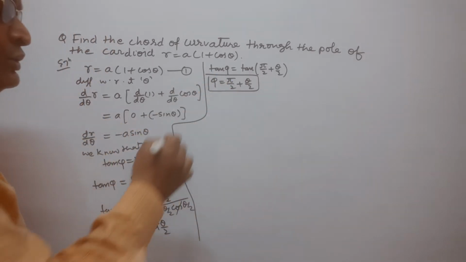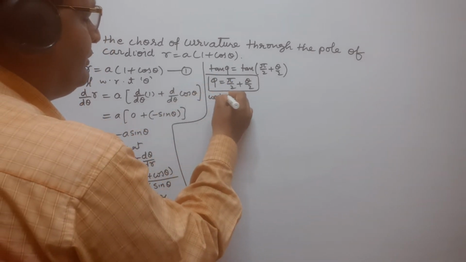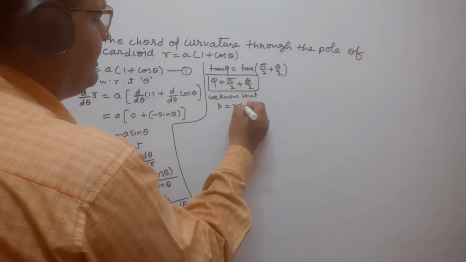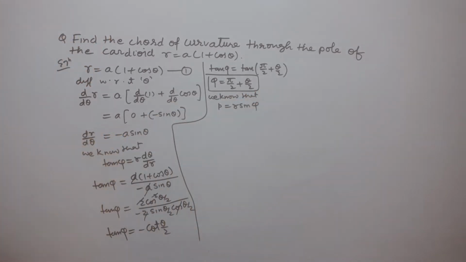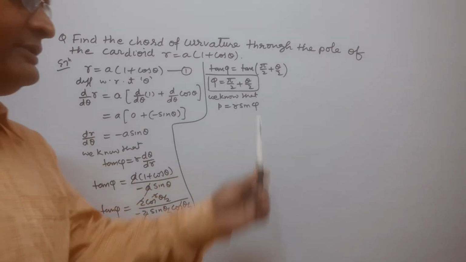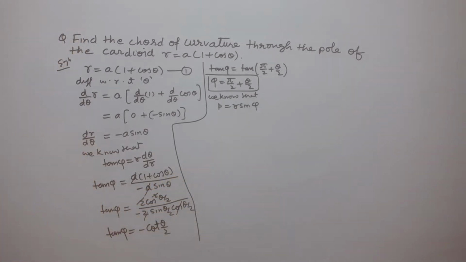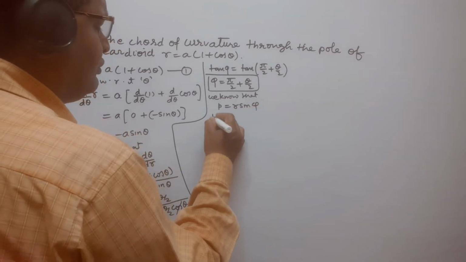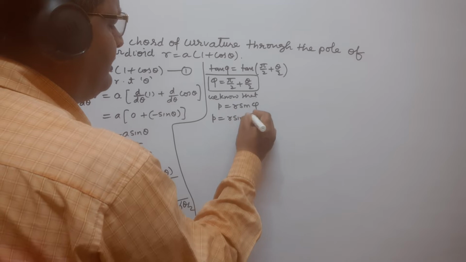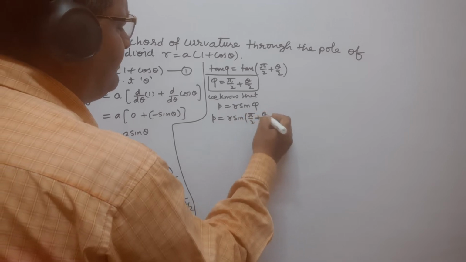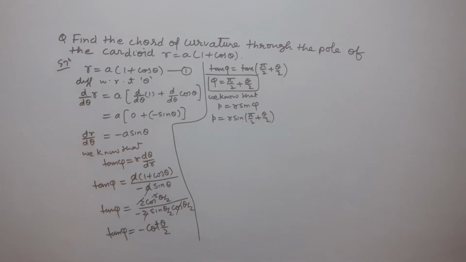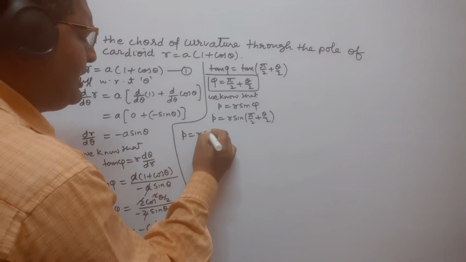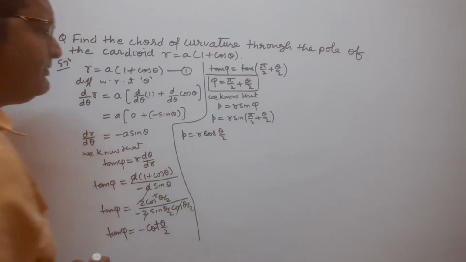Now we know that p is equal to r sin phi. We learned this relation in the chapter on tangent and normal. So we put here the value of phi. So p is equal to r sin(pi by 2 plus theta by 2), and sin(90 + theta by 2) is equal to cos theta by 2. So we write here p is equal to r times cos theta by 2.